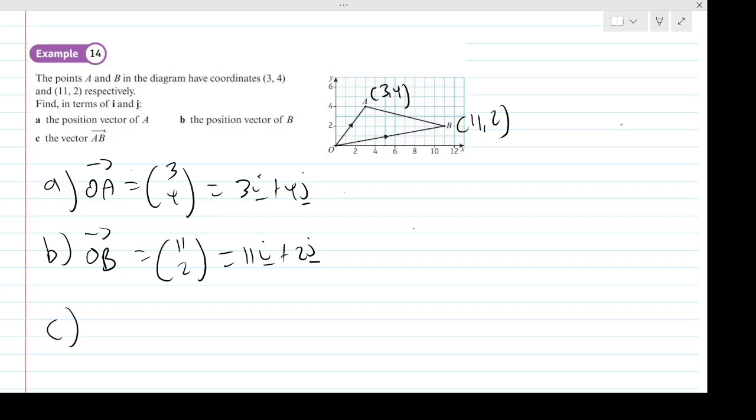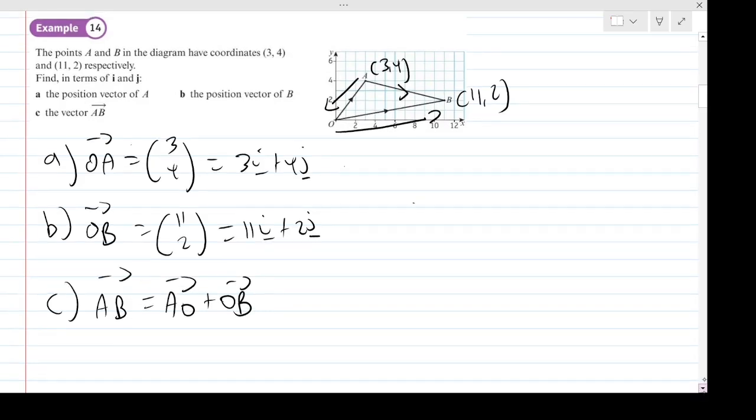Then part C says the vector A to B. Now A to B is not a position vector because it's not from the origin. It's from point A to point B, two different points. So it's going to be this vector here, from A to B. Well, I can't find AB directly, but I know what OA and OB are. I can use the triangle. If I want to go from A to B, I can also go from A to O, then O to B.